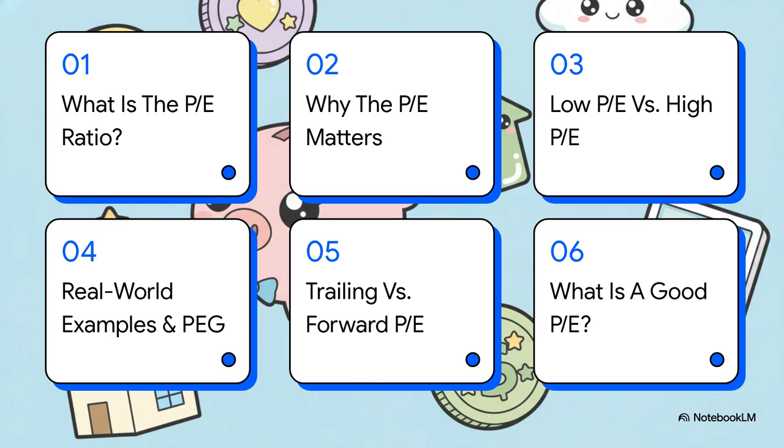Here's a super quick roadmap of what we're covering today. First, what actually is the PE ratio? Second, why the PE matters. Third, low PE versus high PE. Fourth, real-world examples and the PEG ratio. Fifth, trailing versus forward PE. And finally, number 6, what is a good PE? All right, let's just jump right in.